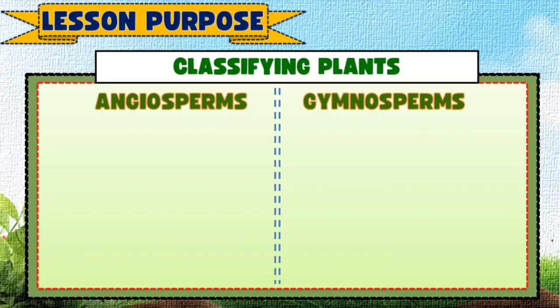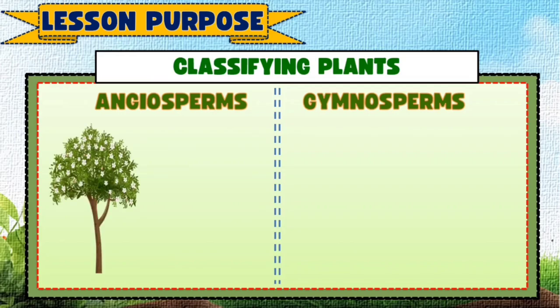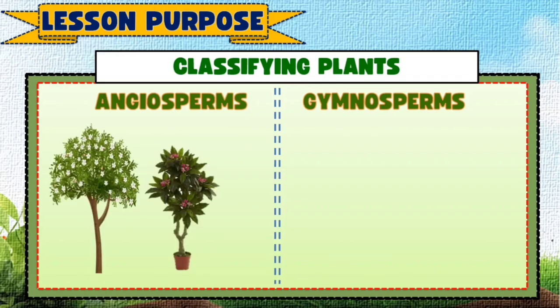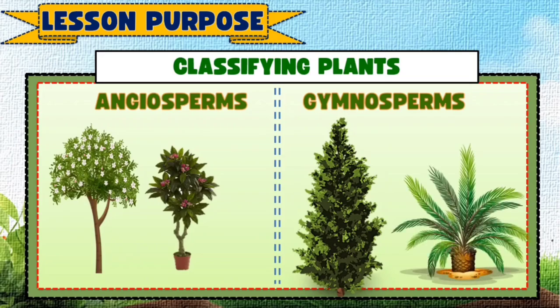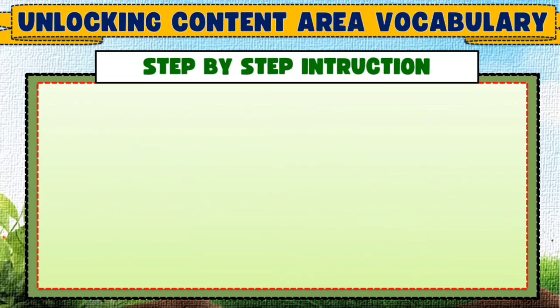So let's now check your answer. So we have flowering tree. Flowering tree belongs to Angiosperms. Next, the shrub plant belongs to Angiosperms. Next, we have the conifers, that is, yes, in the Gymnosperms. And cycads are also in Gymnosperms.